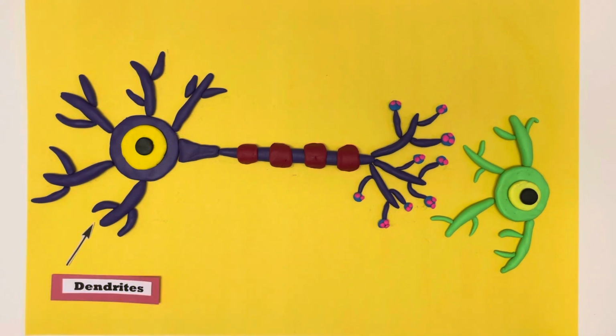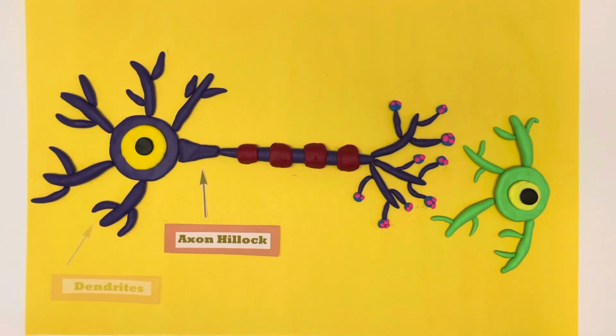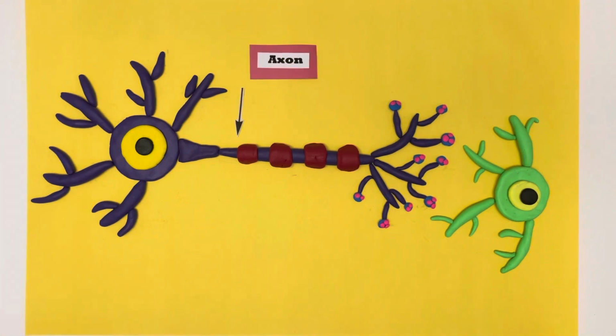The dendrites are projections of the nerve cell that receive information from other neurons, process that information, and then send it to the soma. The axon hillock is the connection between the soma and the axon. This tube-like structure is called the axon. It sends information or signals to other neurons.